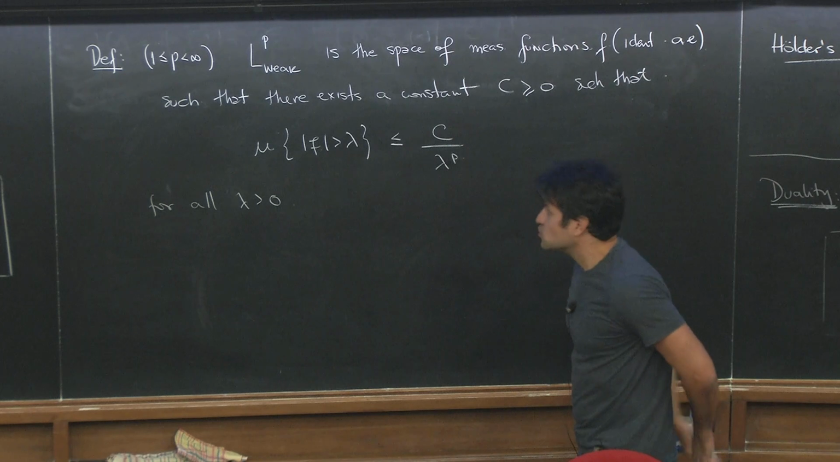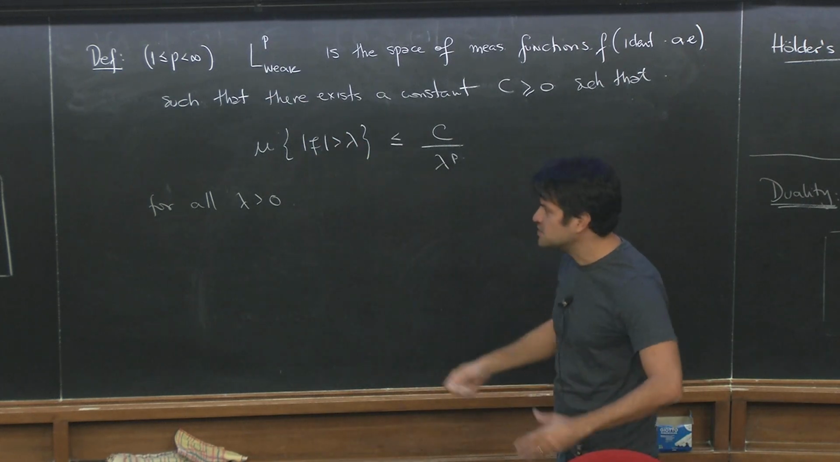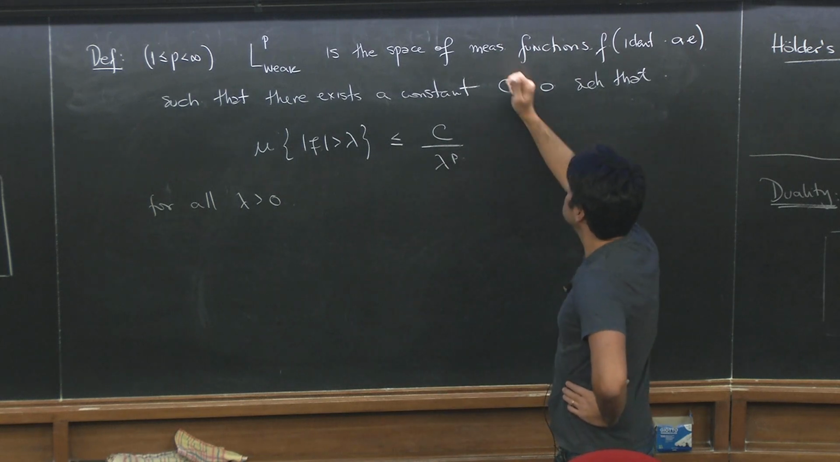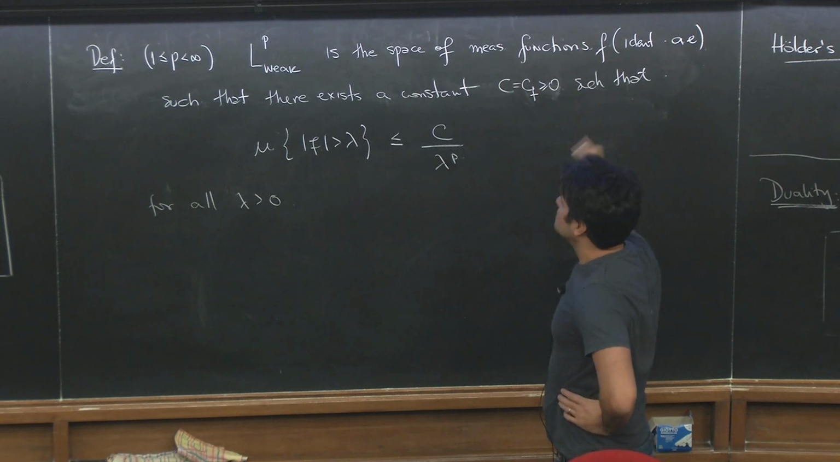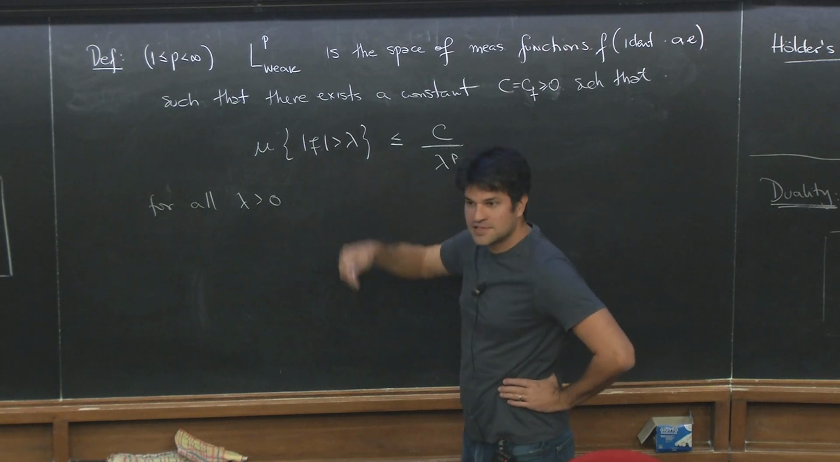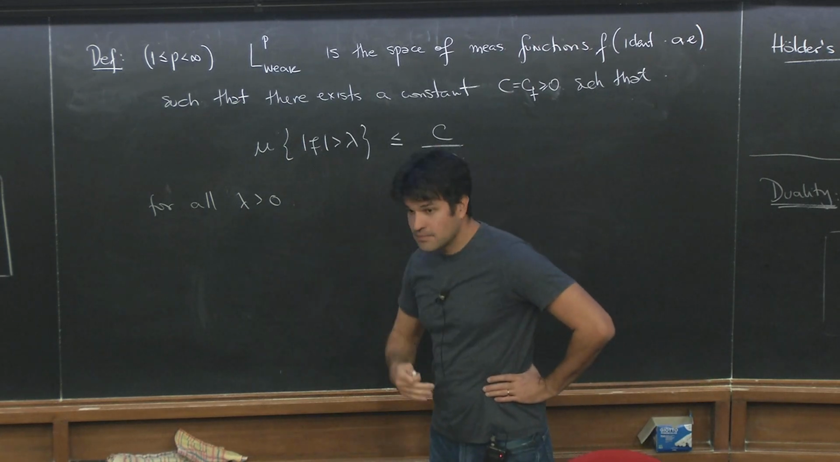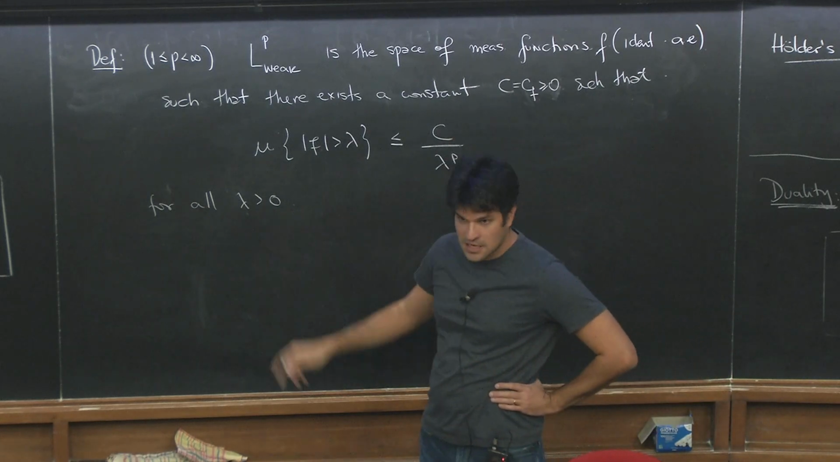Okay? So I'm going to call this space LP weak, the space of measurable functions f such that there exists a constant c, which might depend on f, that's fine. But this constant c is such that the measure of the super level set is less than or equal than c lambda to the p for all lambda bigger than 0. So this constant c may depend on f, but of course it cannot depend on lambda.